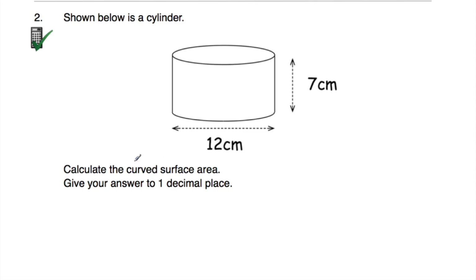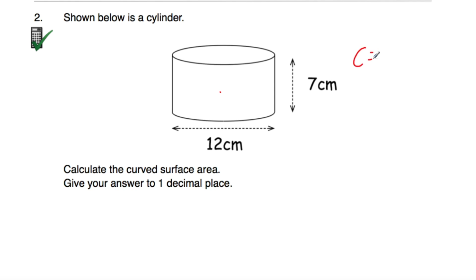So this time we've not been asked for the total surface area, just the curved surface area. So we just want to find the area of that curved surface, that curved face going around the outside of that cylinder. To find the area of that curved face, we just need to do the circumference of the circle times the height of the cylinder.